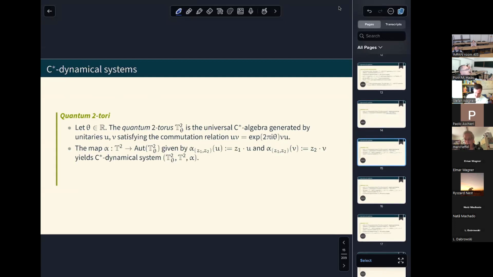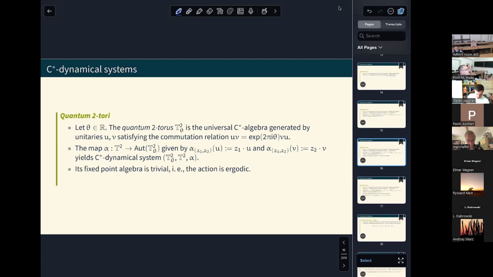And then you can define an action of the classical two torus on the quantum two torus. Well, how do you do this? For a couple of elements in the two torus, it acts on U simply by multiplying with the first component, and the action on the generator V is by multiplying with the second component. And then this also gives you a C-star dynamical system. And just as before, its fixed point algebra is trivial. That means the action is ergodic.